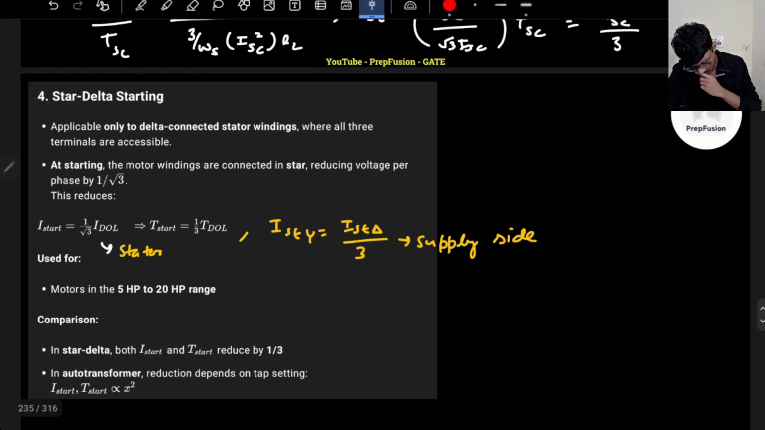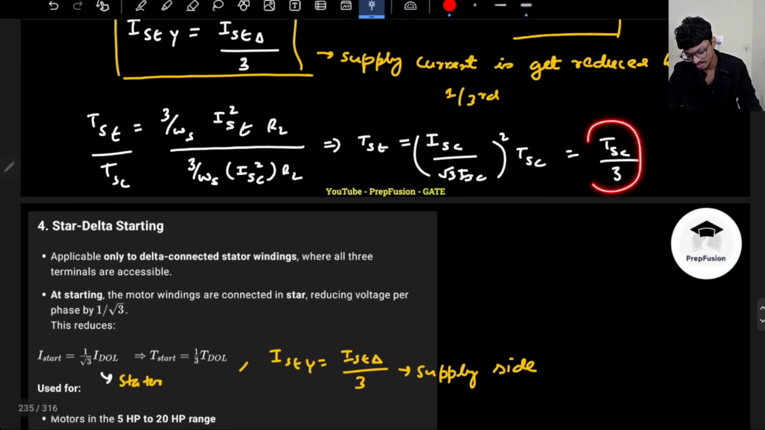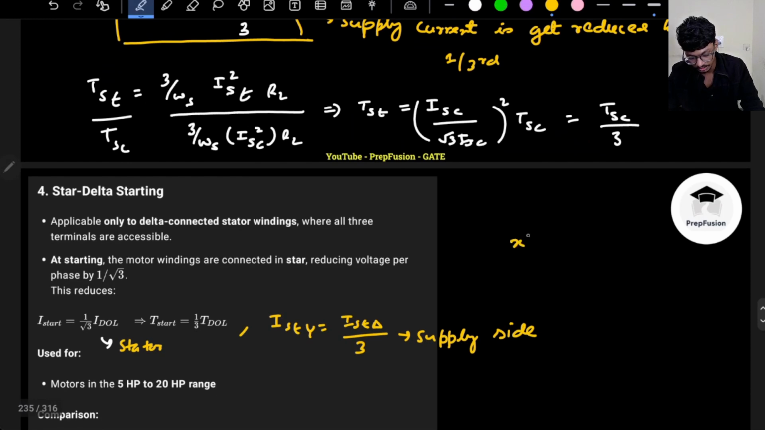Okay. So here motors are generally used in the mid range. If you are using mid range, then we will use star delta, because there is no flexibility, right? In auto transformer we have the flexibility. If I want higher range, what is the equivalent of this auto transformer? In auto transformer the current used to get reduced by x square. So here it is getting reduced by 1/3.